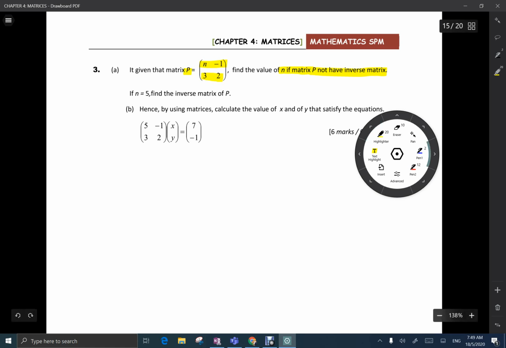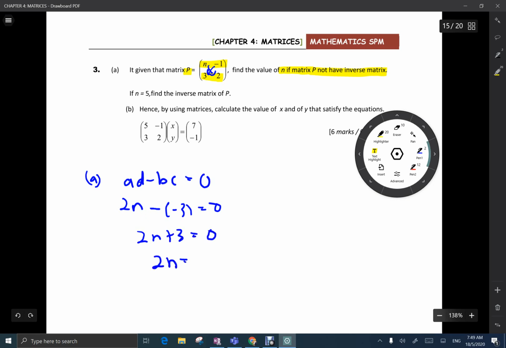So, look back at the formula I gave. If a matrix has no inverse, it means the formula is AD minus BC equals 0. That's all. So, n times 2 is 2n minus 1 times negative 3 is negative 3 equals to 0. So, 2n plus 3 equals to 0. So, 2n equals to negative 3. Therefore, n equals to negative 3 over 2.